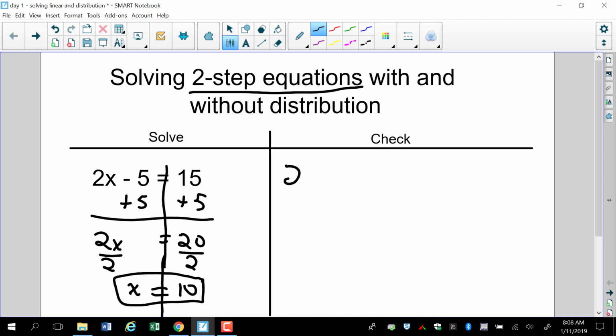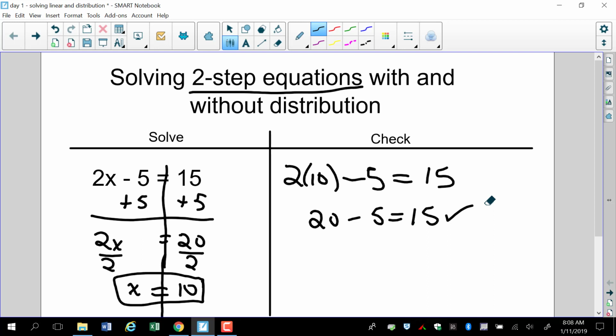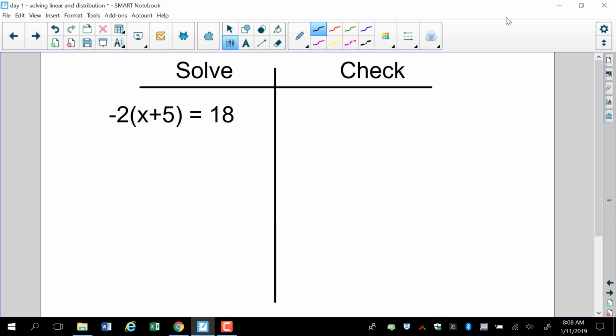How do you check? Well, let's make sure that 2 times 10 minus 5, and I'm just plugging in this 10 to this x, is equal to 15. And is 20 minus 5 equal to 15? That's true. So let's jump ahead to distribution. There are two different ways to do this. The most common way that I've seen teachers in the school use, and that I will stick with, is distribution first.